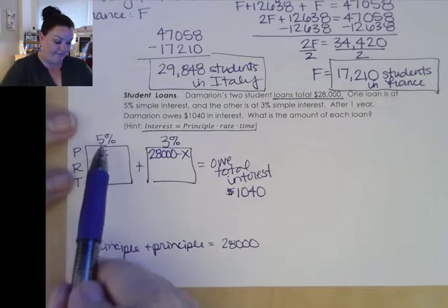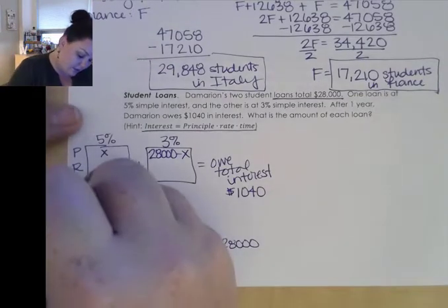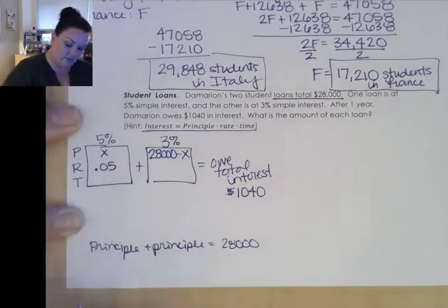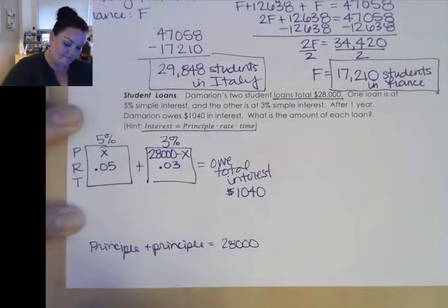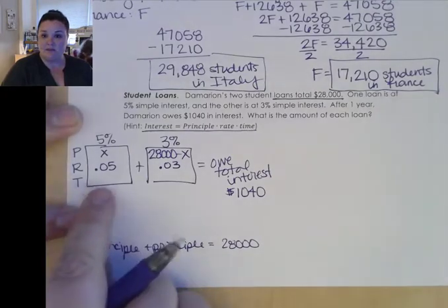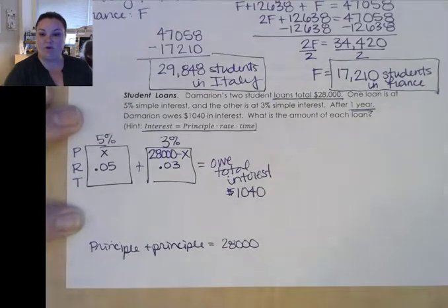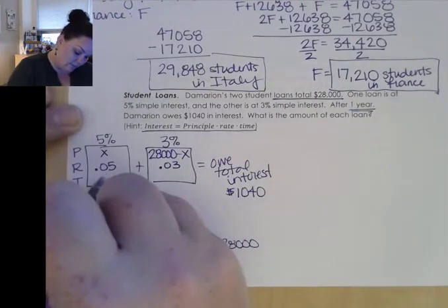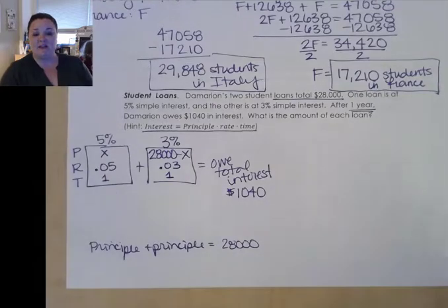Then we need to know our rate for each loan. My rate at 5%, we write as a decimal, so 5% as a decimal is 0.05. 3% as a decimal is 0.03. And the time that we have left this money in the loan, it says that we're looking at after 1 year. So our time is 1 year. Okay, so we have everything we need to know.